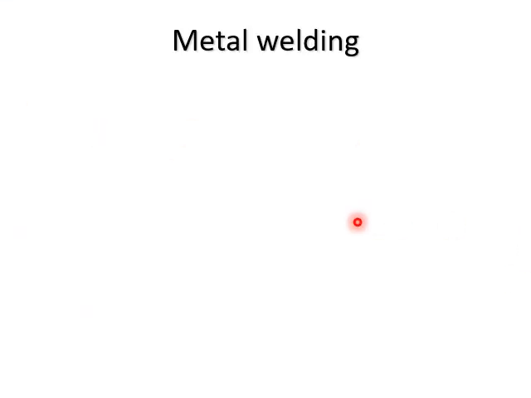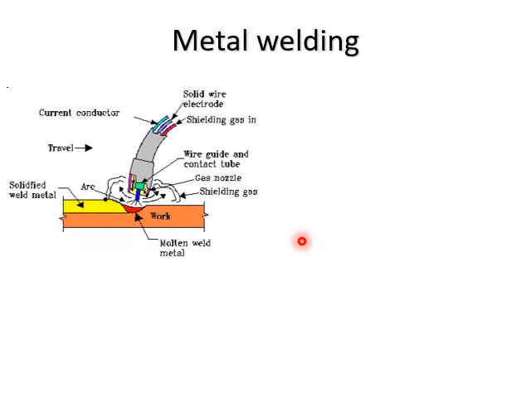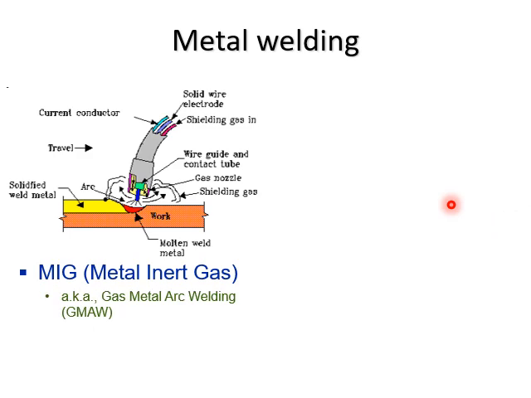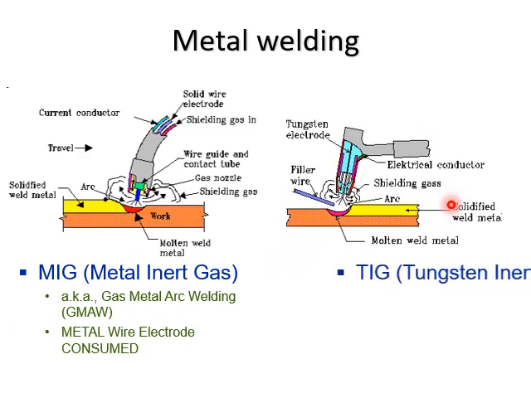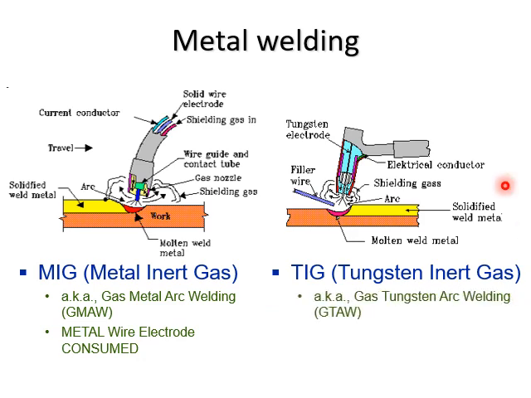Here is the metal welding. Okay, shielded metal arc welding, which is quite common to you. So you have metal inert gas, and also you have tungsten inert gas. The difference between these two is that the metal inert gas consumes a metal wire electrode. Over here, the tungsten inert gas does not consume the tungsten, only the filler wire.